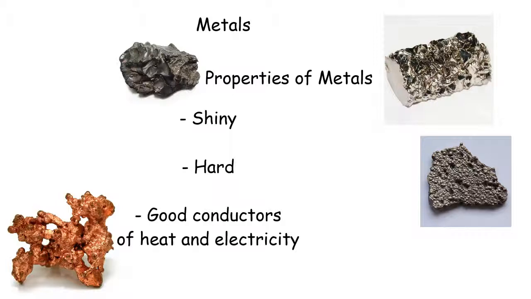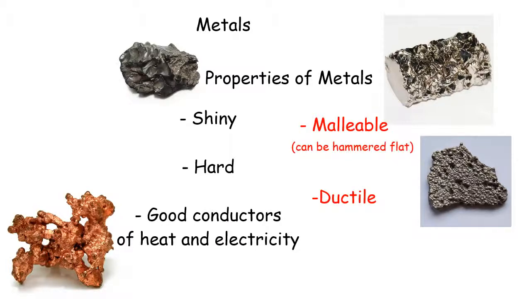Two other properties that you need to be familiar with that you might not have heard about are these two. Malleable and ductile. Malleable means that it can be hammered flat. So metals can be hammered flat with a hammer, with a press. And ductile means that metals can be stretched into wire. Both of these things are properties that only metals have. A few metalloids, but it's almost always metals if it can be malleable or if it's ductile.